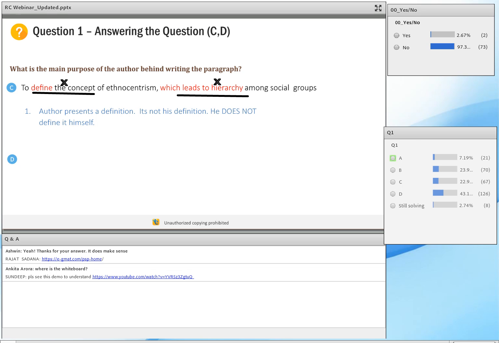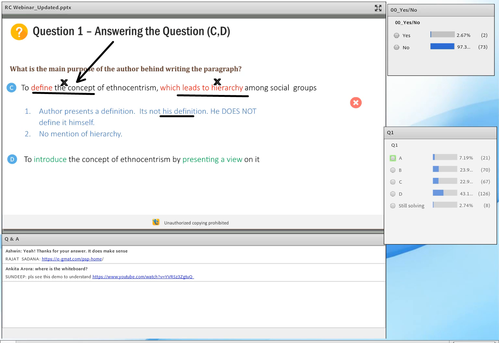And it's really important to understand this. The definition that's presented is not the author's definition. He says one definition. So when we talk about the concept of ethnocentrism, what the answer choice is saying is that it's the author's definition. Okay. And Preeti, thank you. She says it leads to a clear divide and not a hierarchy. That's great. That's very well.